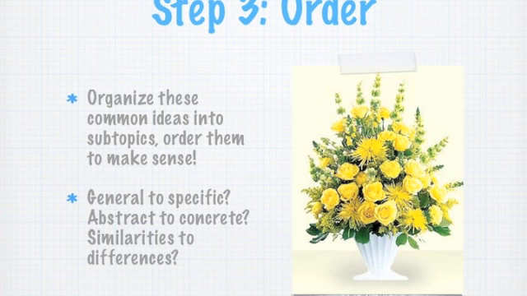Step 3. You're going to organize your common ideas into subtopics and then arrange them so that they make sense. Those notes you made about connections, this is the time to start considering them. In relation to your thesis, what makes the most sense? Should your subtopics go general to specific ideas? Do you want to start with the abstract and work to the concrete? Perhaps your first paragraphs are going to go over similarities and work into the differences. Your order needs to make sense, and it needs to support your thesis.